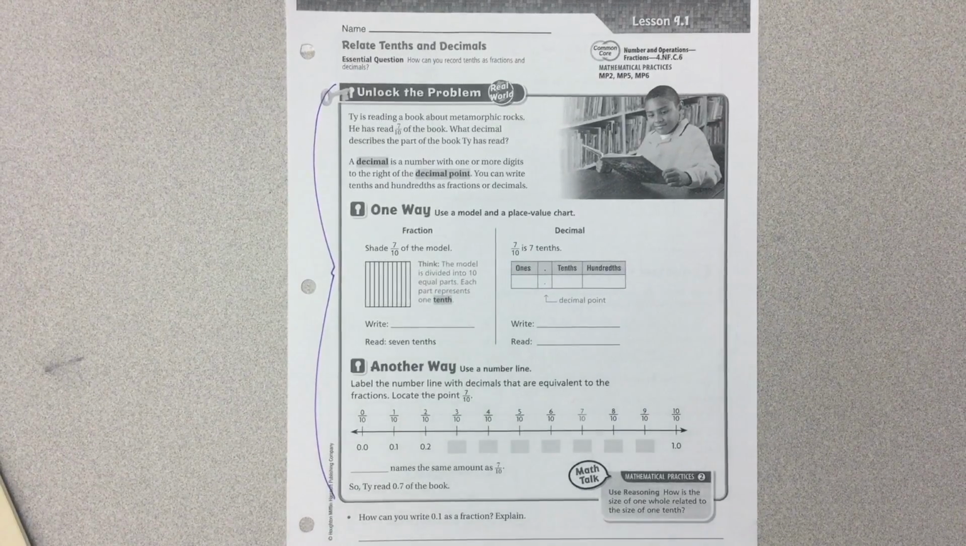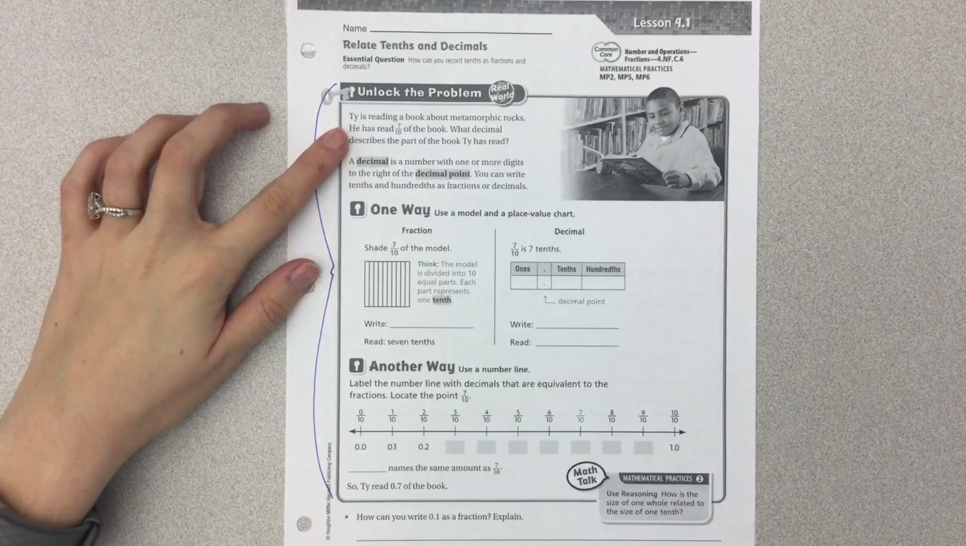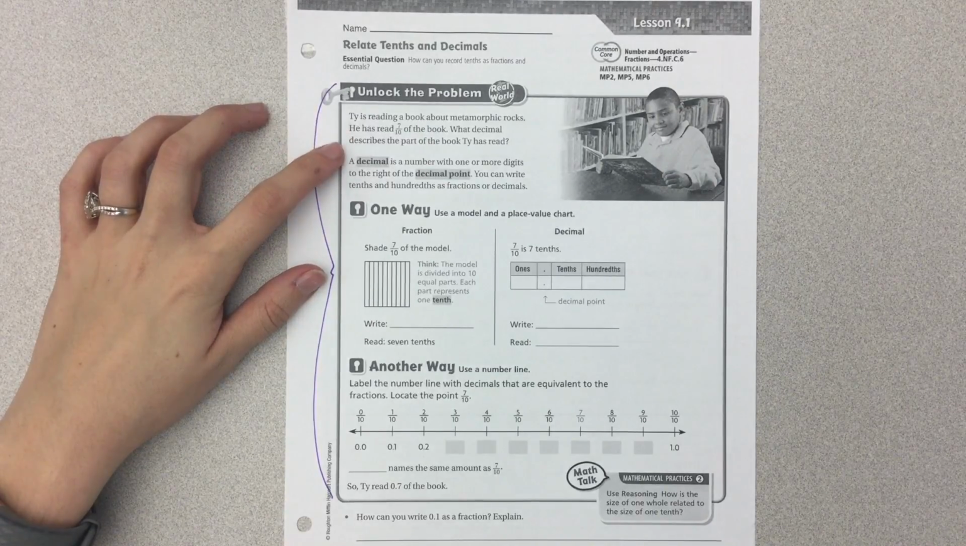In lesson 9.1, we work on relating tenths and decimals. So we have a problem here. Ty is reading a book about metamorphic rocks. He has read 7/10 of the book. What decimal describes the part of the book Ty has read?